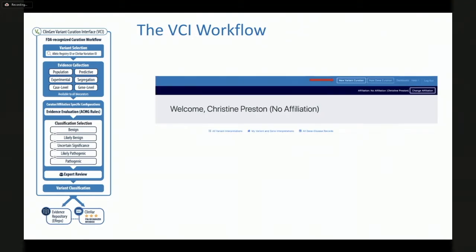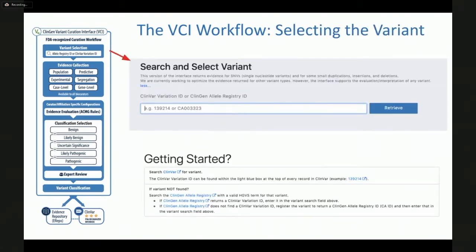And the first step in the VCI is, of course, to identify the variant. To do this, you can click on the new variant curation button highlighted here by the red arrow. This will take you to the search and select variant modal, and you can search for a variant using either ClinVar ID or an Allele Registry ID. And Kevin just gave a really nice talk about the Allele Registry, so hopefully that answers some questions about that.